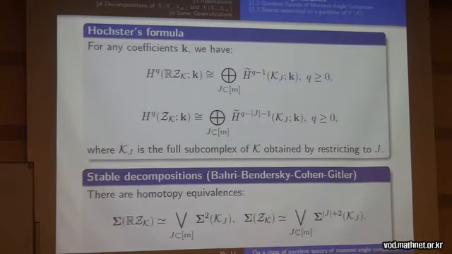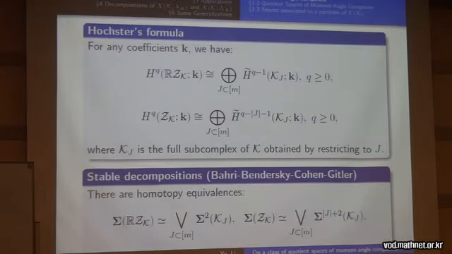So J is a subset of the vertex set, and K_J is a full subcomplex of K restricting to J. So we can compute the cohomology groups of this space via the cohomology groups of the full subcomplexes of K in this way.